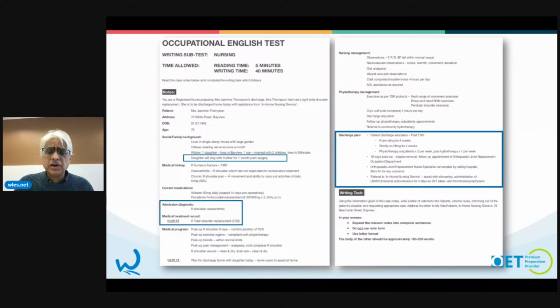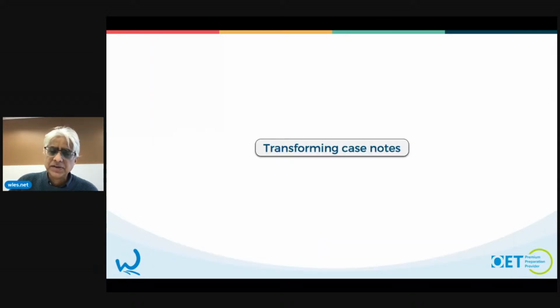the purpose of your letter. Make sure you know who you're writing to, why you're writing to them, what you want them to do, and then it will really help you with the selection of case notes. So these were the key case notes. This is the information that we need to write.